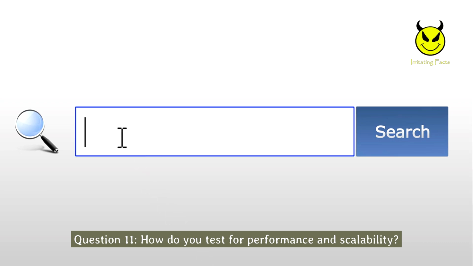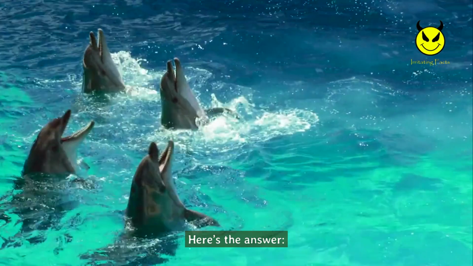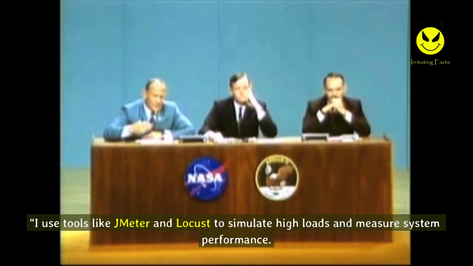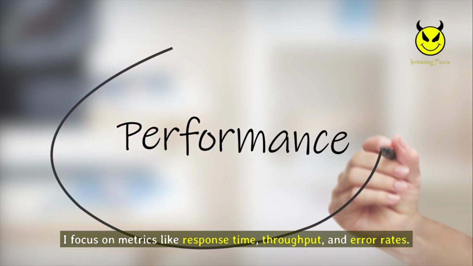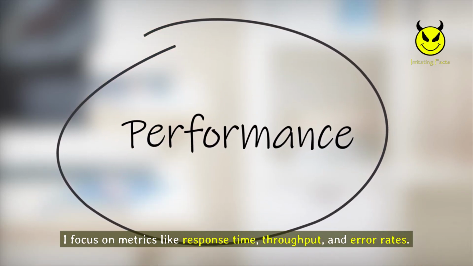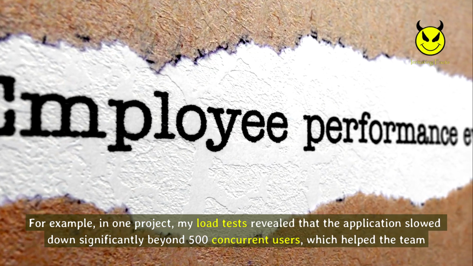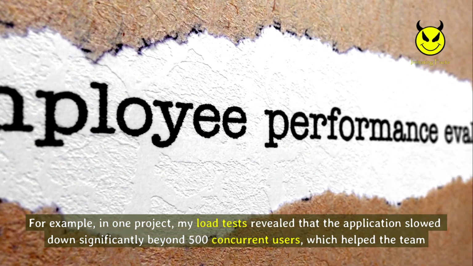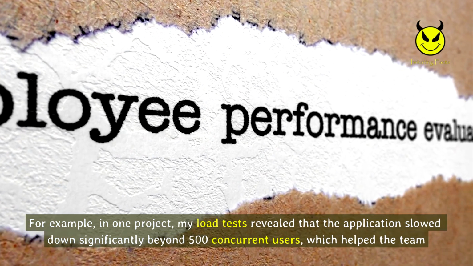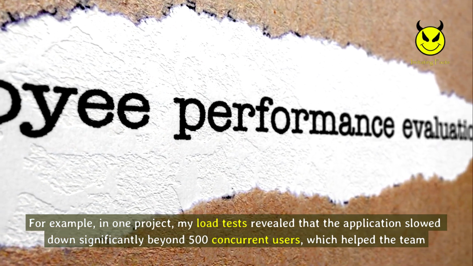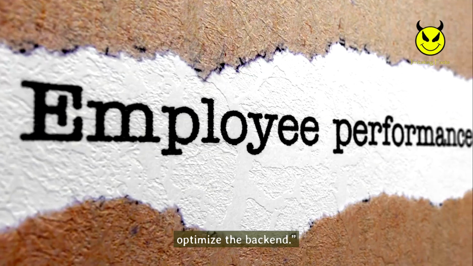Question 11. How do you test for performance and scalability? Here's the answer. I use tools like JMeter and Locust to simulate high loads and measure system performance. I focus on metrics like response time, throughput, and error rates. For example, in one project, my load tests revealed that the application slowed down significantly beyond 500 concurrent users, which helped the team optimize the backend.